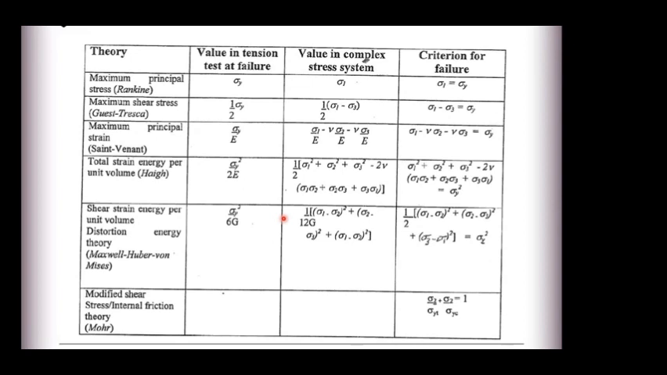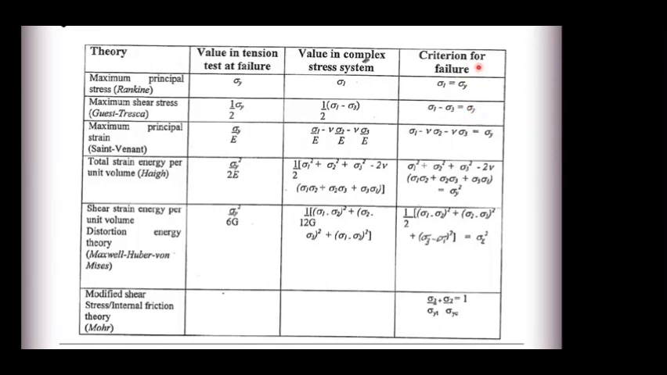So there's a summary of the failure theories which we've been looking at there. Maximum principal stress, maximum shear stress, maximum principal strain, total strain per unit volume, and so on, down to von Mises. The numbers which we need to be considering are here. Okay, so here we can see how we would compare the principal stresses to the yield stress to determine whether or not we're likely to see failure.